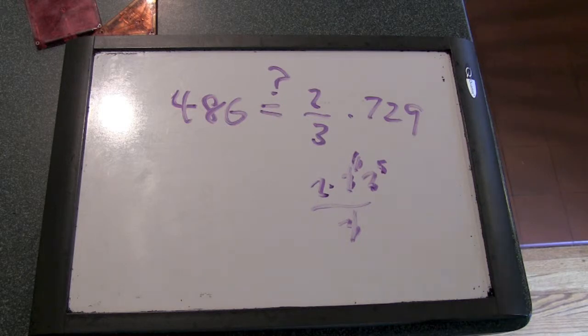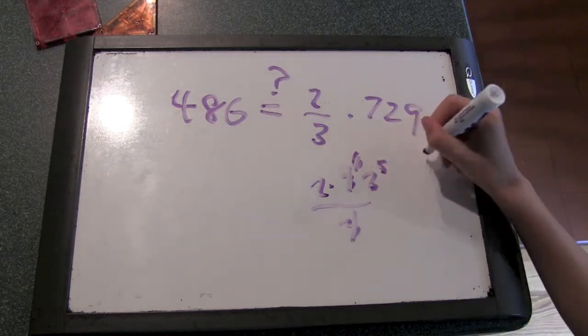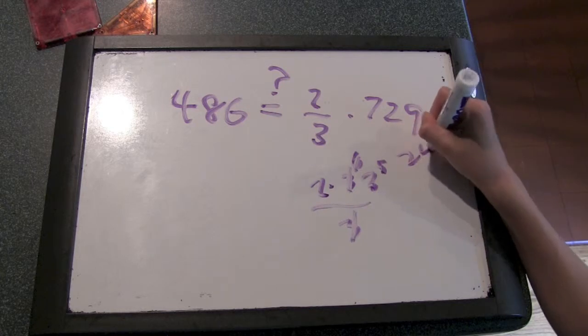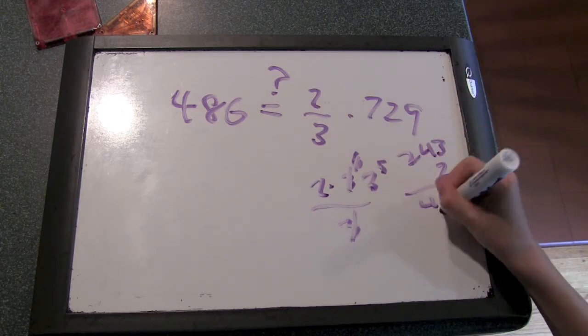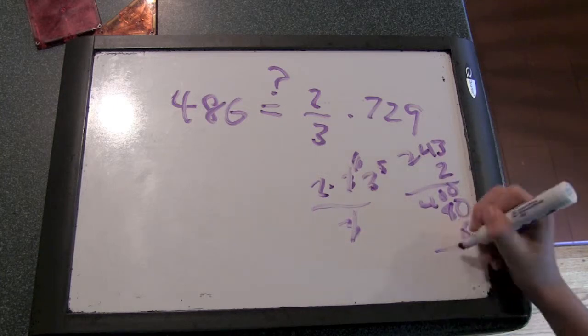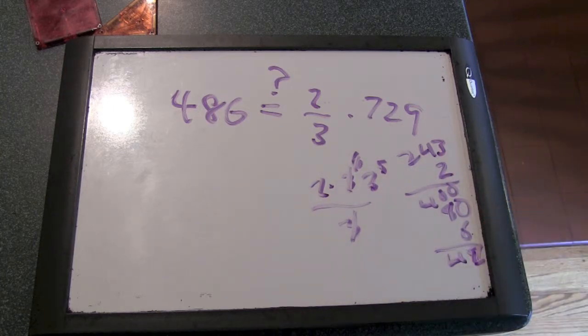How do you know 486 is 2 times 3 to the 5th? Well, 3 to the 5th is 243, and then times 2, 400, then 80, and then 6, so 486. Awesome.